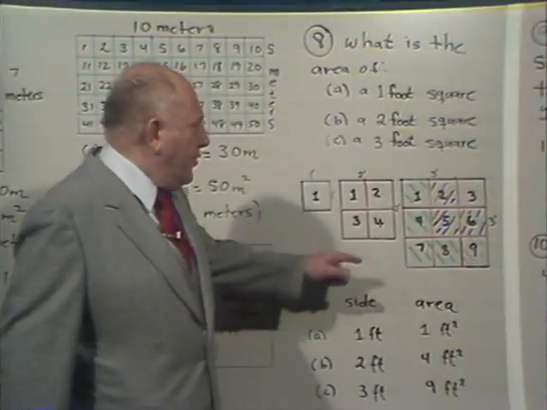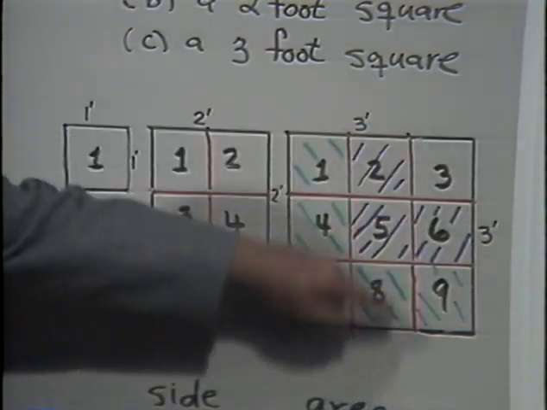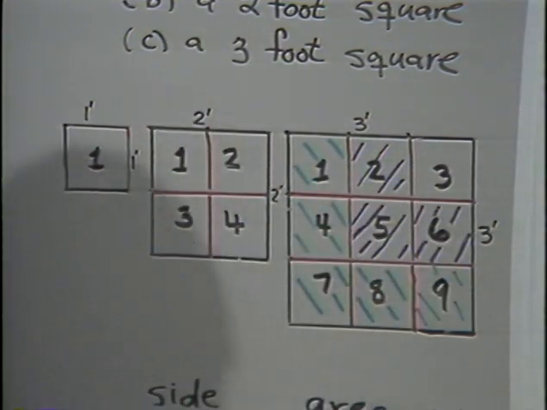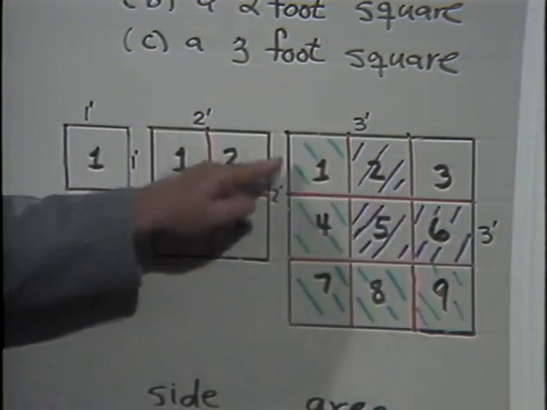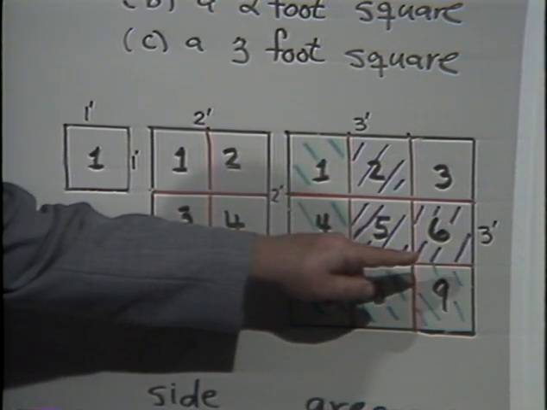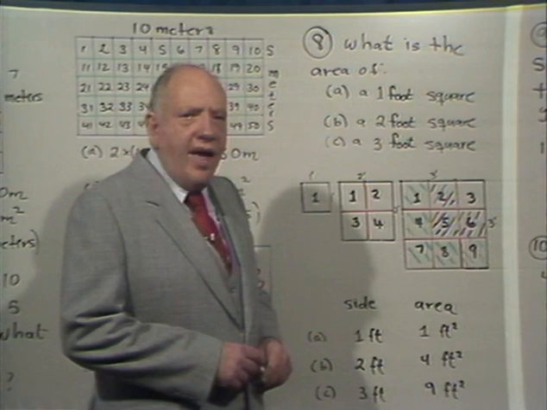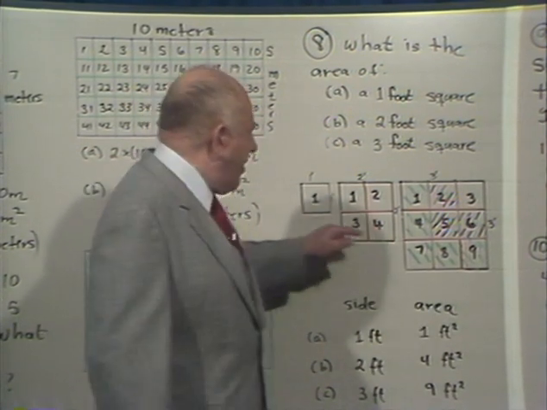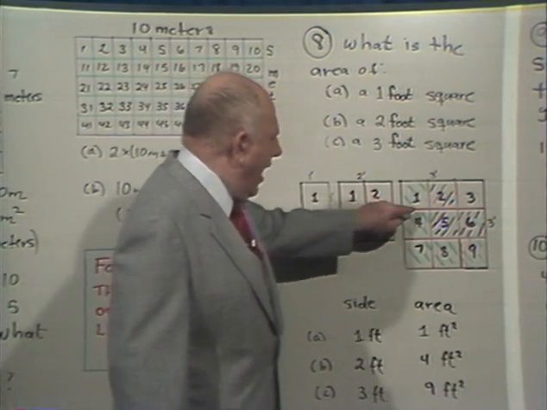Now let's look at the 3 foot square. See, in a 3 foot square, I can get 3 1 foot strips this way, 3 1 foot strips this way. That's going to give me what? 3 times 3 is 9. Feet times feet is square feet. And I counted these in for you just to have you see this, okay? And in other words, how many 1 foot squares in a 3 foot square? Not 3, but 9. Do you see what's happening here? There's 1 square foot, 4 square feet, and 9 square feet.